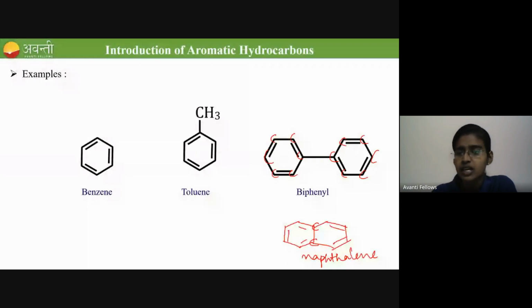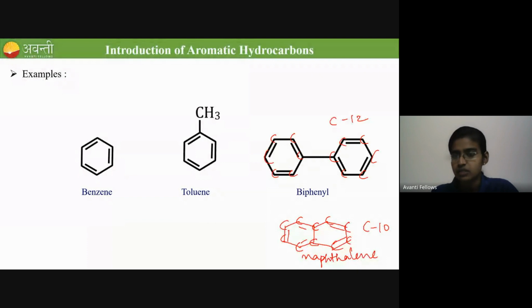Still they are aromatic, but the name is different. You see, the name is not naphthalene, it is biphenyl. Because the total number of carbon here would be 6, 7, 8, 9, 10 only. Here we'll have only 10 carbon, but here we are having 12 carbon, right? So the compound itself is different. That is biphenyl and this is naphthalene.